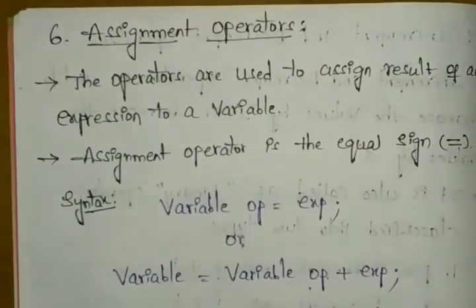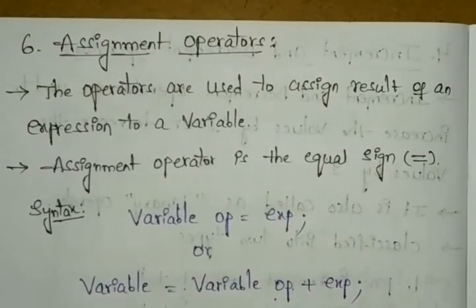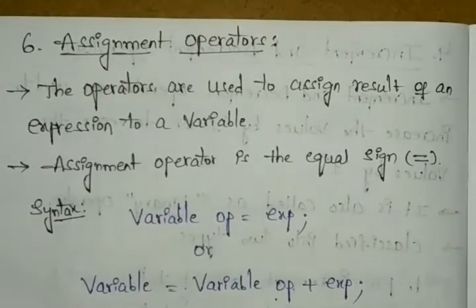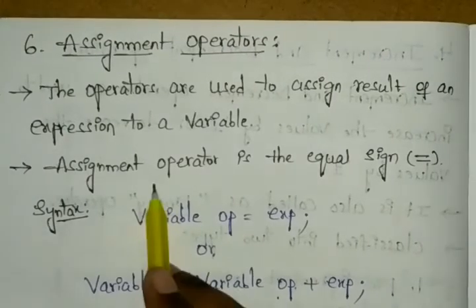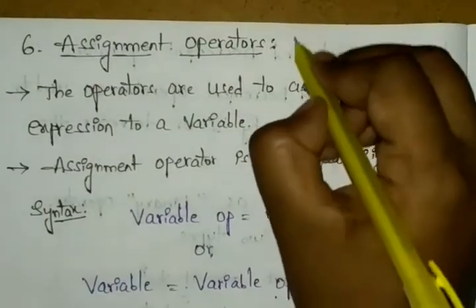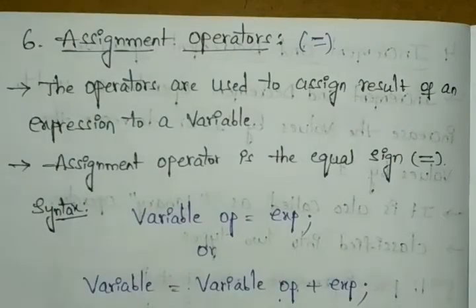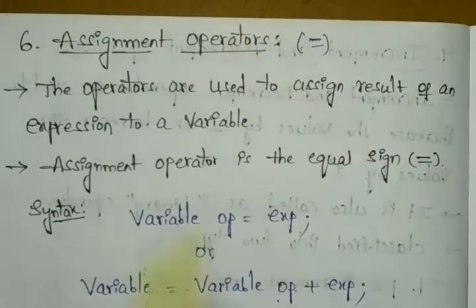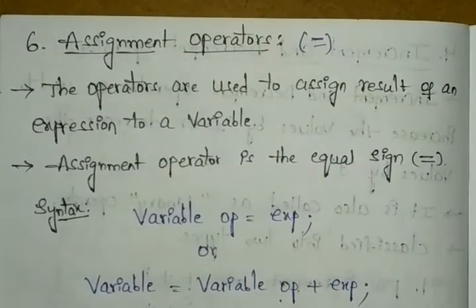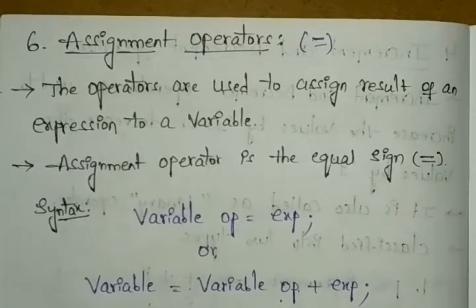And next we have the sixth one, that is the assignment operators. Assignment means the equal to symbol. The assignment operator is the equal sign. These operators are used to assign the results of an expression to a variable. We are assigning the values of the expression to the variable.